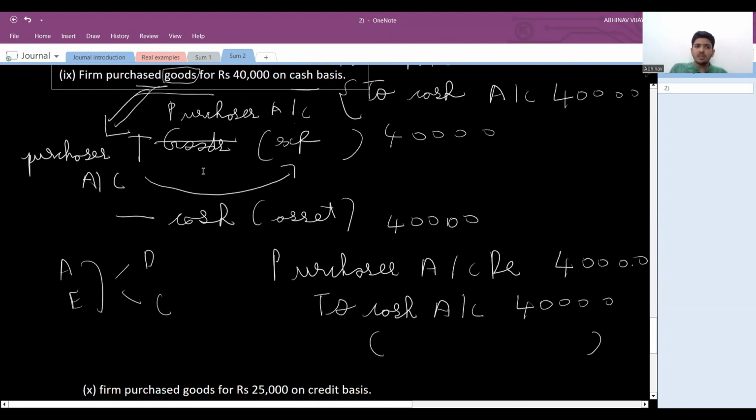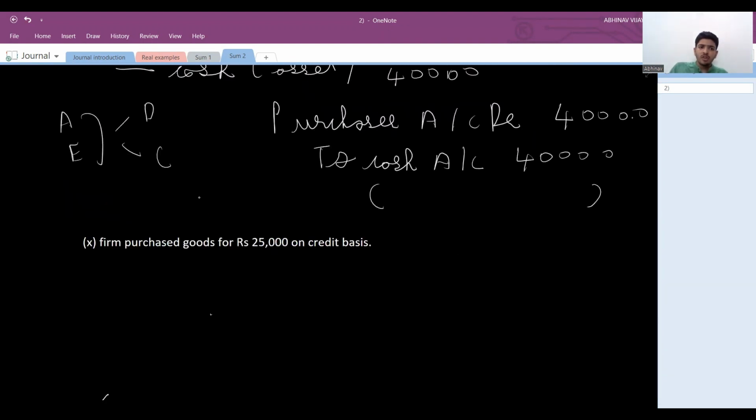This is the part. Now keep this in mind. Same. Firm purchase goods. Purchase goods. No goods account, only purchases account. Purchases account is the only exception. Purchases account is always an expense account.